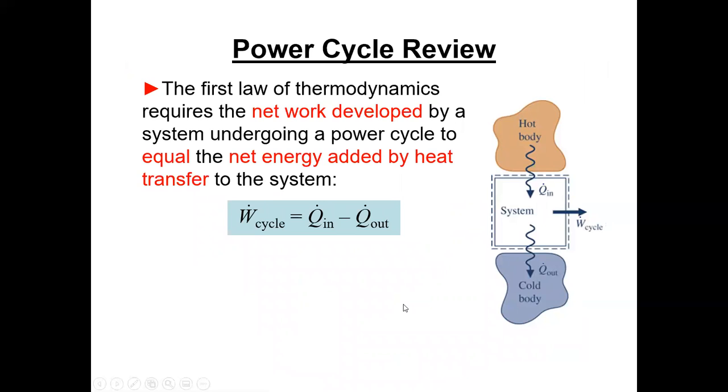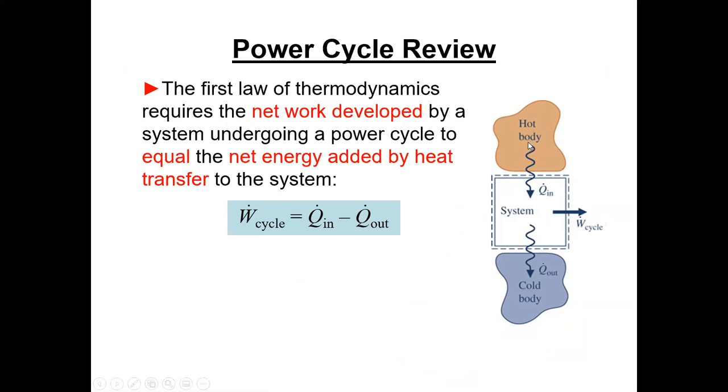Okay, so we want to review the power cycle discussion in terms of the heat transfer, and just put all the cycle stuff in a box. We call it the system. And so we know the first law requires that the net work developed by the system of the power cycle equals the net energy added by heat transfer.